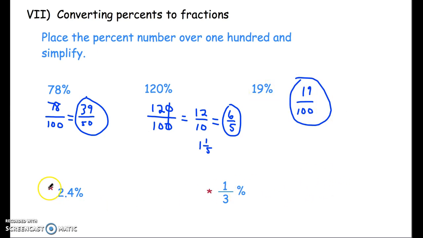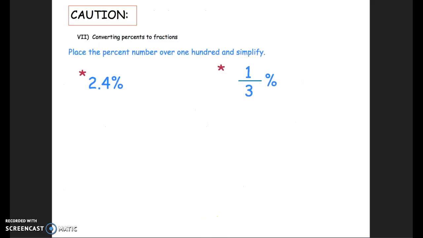Now, we've got 2 ones that we have to worry about down here. They need another page because they're going to be a little bit more that we have to worry about. So, converting percents to fractions when they're already a decimal or already a fraction. Remember, when we're converting percent to fractions, our final answer has to be a fraction.